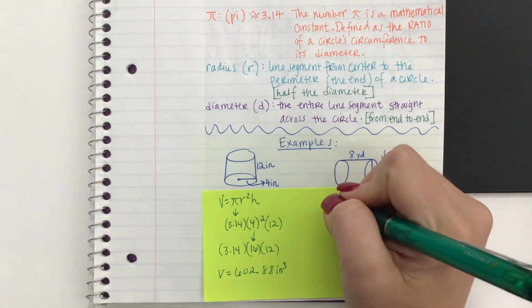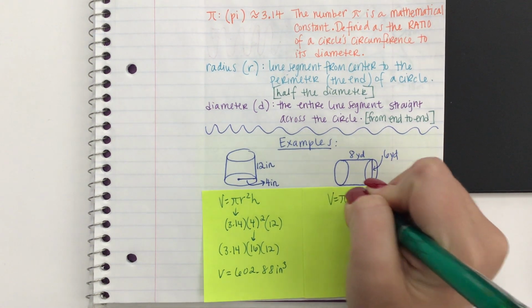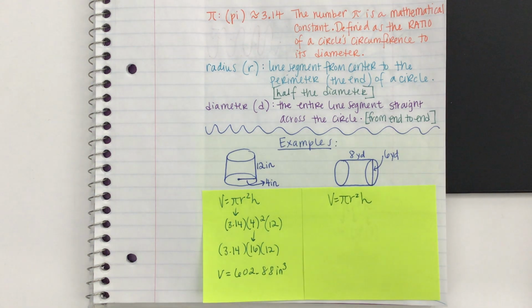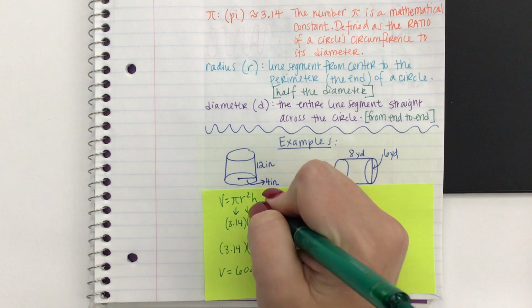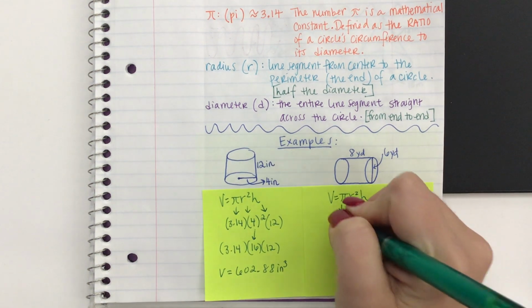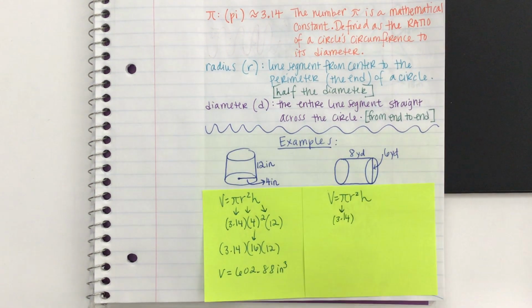All right, next example. I'm going to go ahead and write down my formula just so I have it written. And here I have a cylinder that's been flipped on its side. Okay, so let's plug in everything we know. I know pi is 3.14 always.